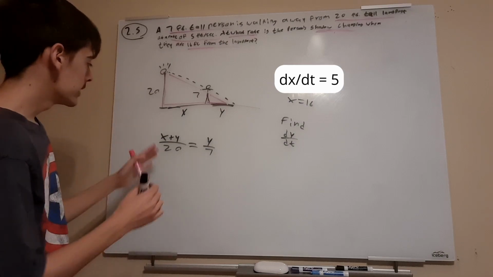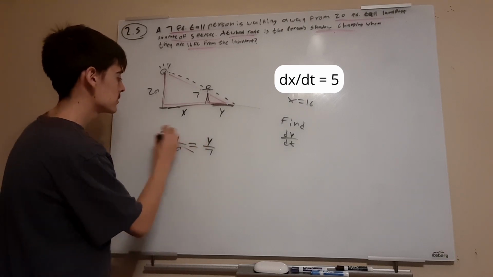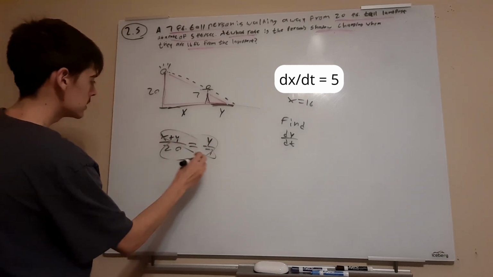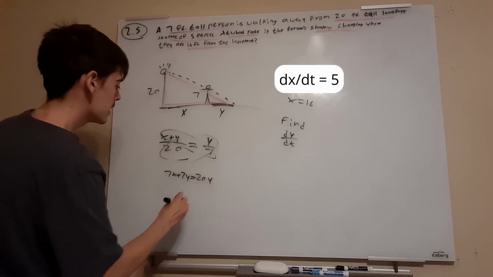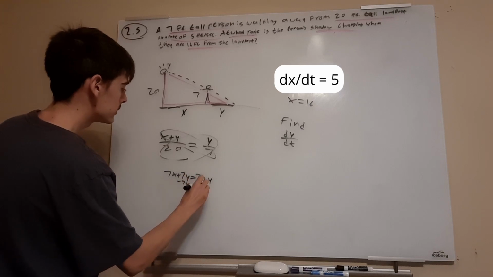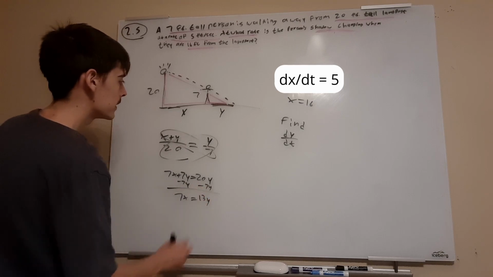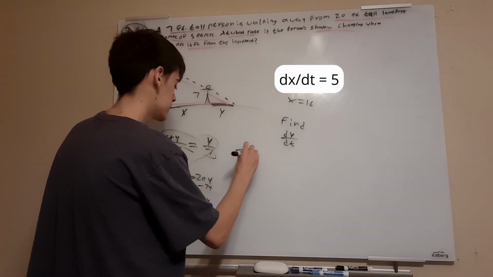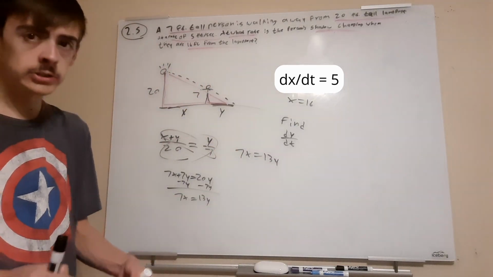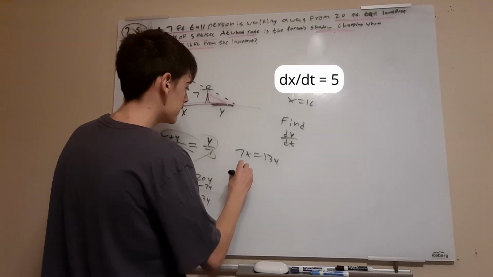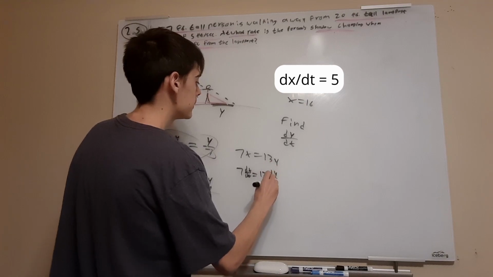So what we want to do here, we could differentiate this right now, but it doesn't look the prettiest. So what we could do is cross multiply and start simplifying things. Over here we will get 7x plus 7y equals 20y. And then we subtract 7y on both sides. That'll give us 7x equals 13y. So let's write this over here so we have more room. 7x equals 13y. And then let's differentiate this. Remember, related rates, so with respect to time. So this will turn into 7 dx/dt equals 13 dy/dt.